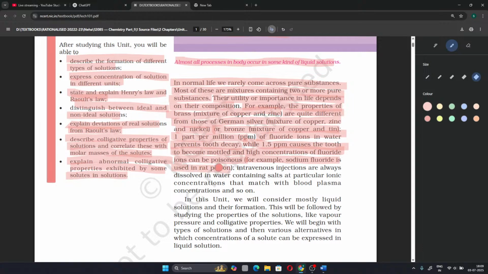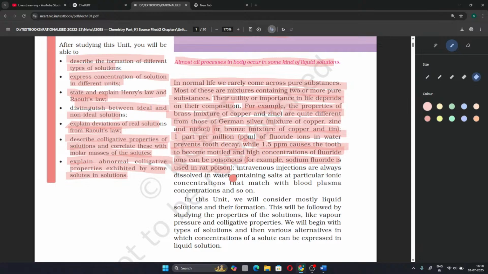Basically, ppm is a concentration term. If in a million parts one part is fluoride ion, it is good for our teeth and will prevent tooth decay. But if it is 1.5, which is higher than 1, it will cause the teeth to become mottled, and a high concentration of fluoride ions can be poisonous. Just different concentrations of the same thing. At one concentration it is good for us, but at a higher concentration it becomes poisonous.